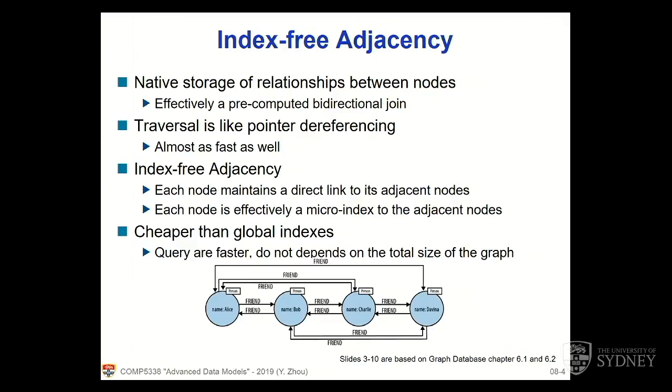It's pretty native. It's like pointer dereferencing, just following the pointers and figuring out what's at the end of the pointer, and then we're going there. And it has index-free adjacency, so the neighborhood of the node doesn't need an additional index structure to support it. Again, it's reflected in the storage. It's much cheaper than global indexes. The way they design the storage to reflect those relationships and the structure makes it much cheaper than having global indexes to represent it.